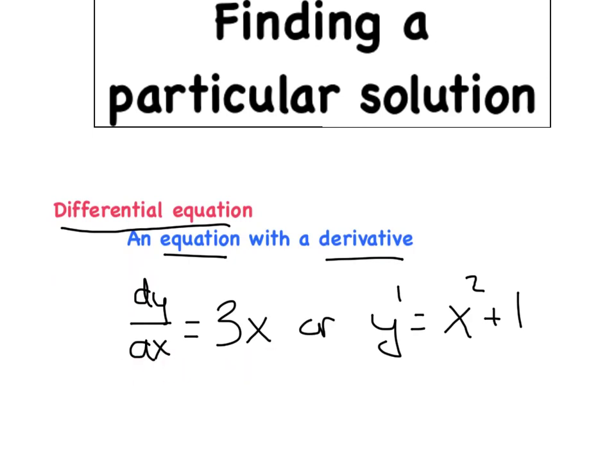We've seen that when we've taken second derivatives. That's actually a differential equation: something with an equal sign with a derivative in it. Or y prime equals x squared plus 1. Again, an equation, equal sign, with a derivative in it. So again, our goal tonight is to find a particular solution for these functions.